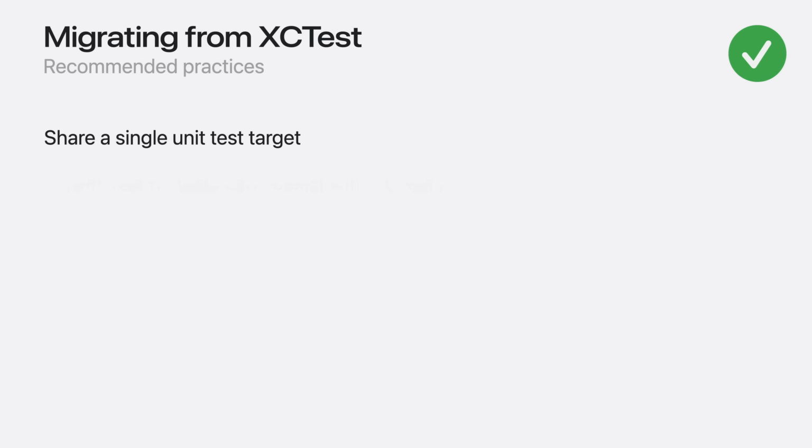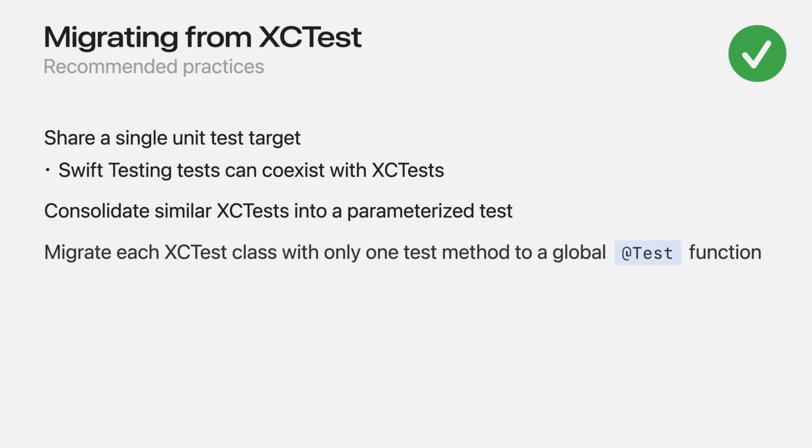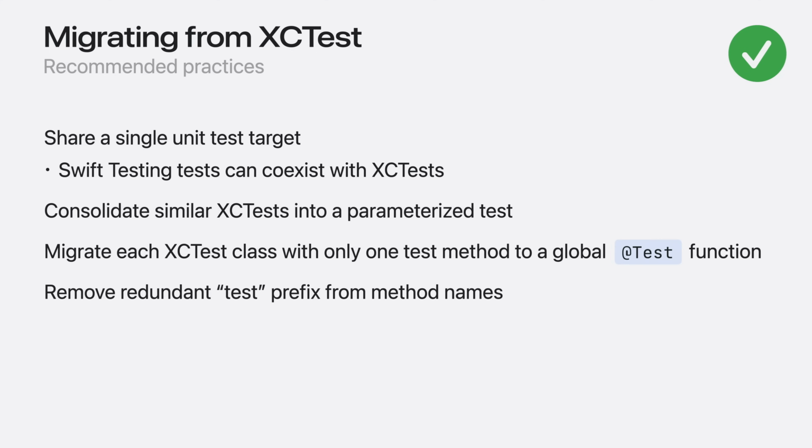XCTest and Swift Testing tests can coexist in a single target. So if you choose to migrate, you can do so incrementally, and you don't need to create a new target first. When migrating multiple XCTest methods which have a similar structure, you can consolidate them into one parameterized test as we discussed earlier. For any XCTest classes with only one test method, consider migrating them to a global test function. And when naming tests, the word test is no longer necessary at the beginning.